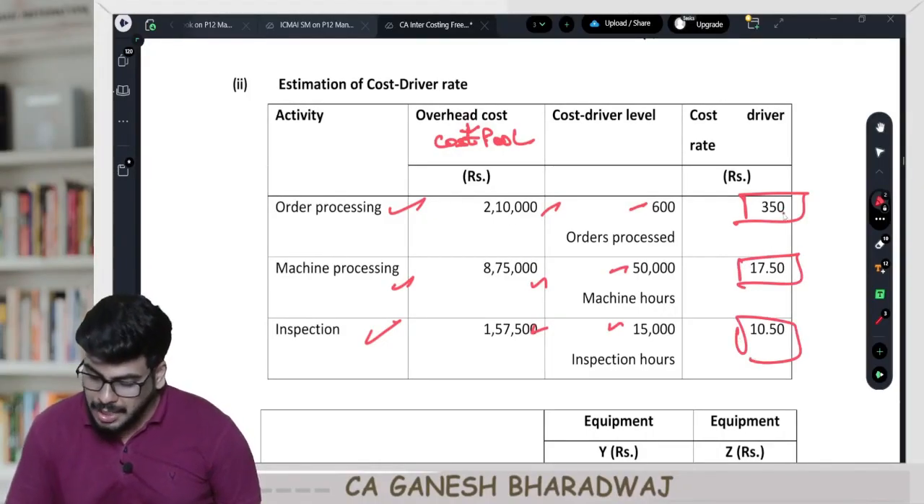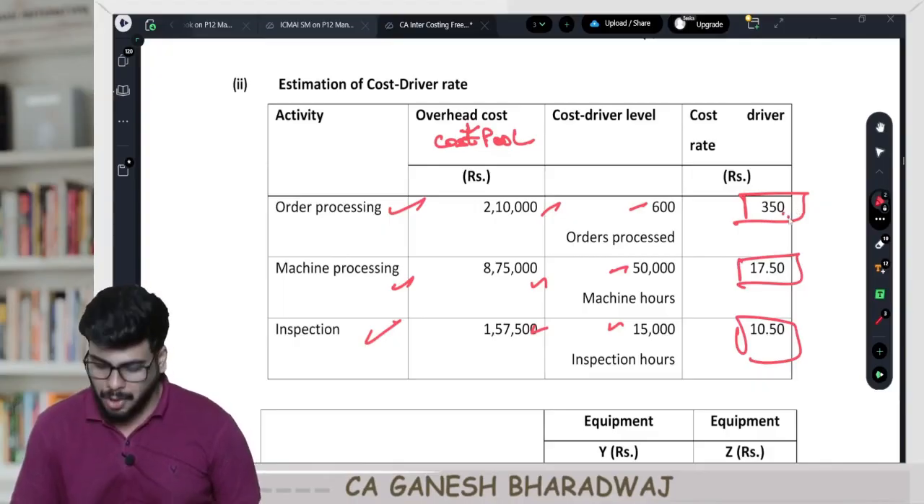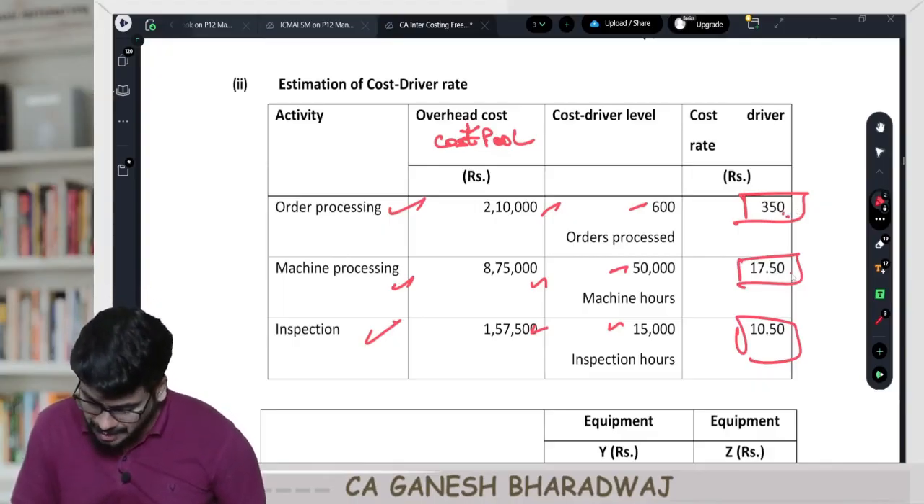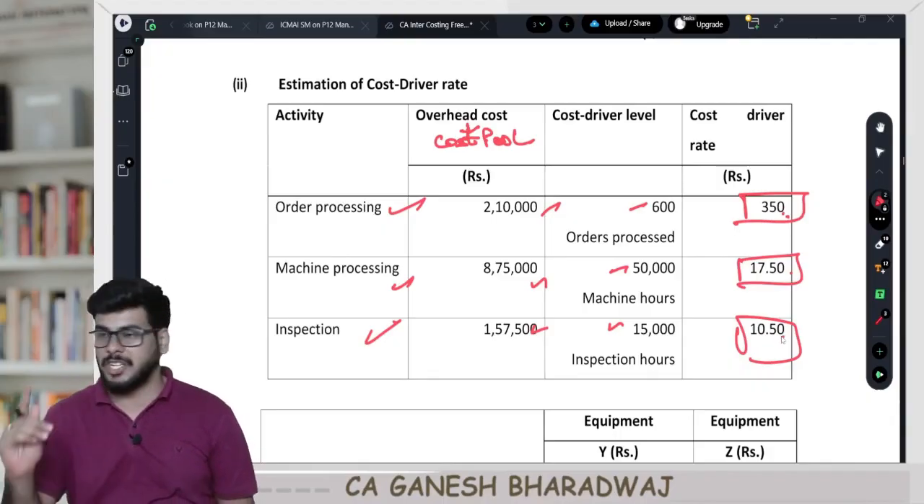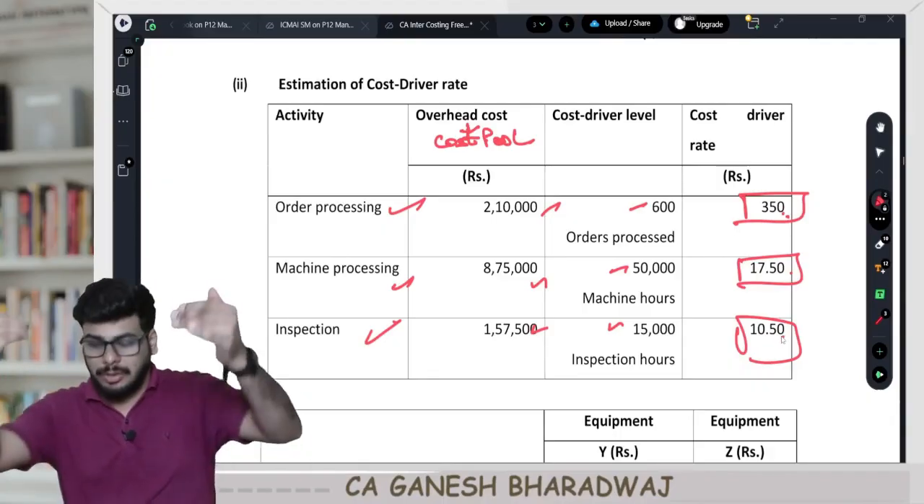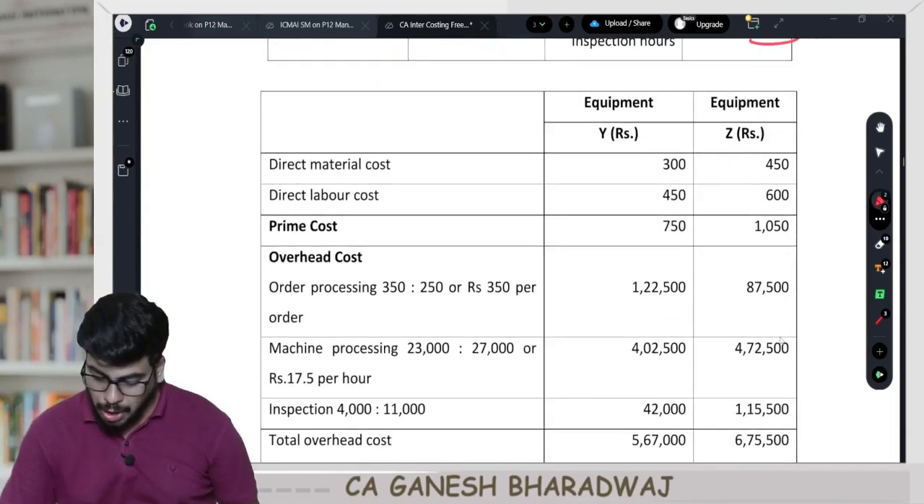So it's going to be 350 rupees per order processed, 17.5 per machine process, and 10.5 rupees per inspection hour. Are you clear with this? Now that I've got the cost driver rate, what will I do now?